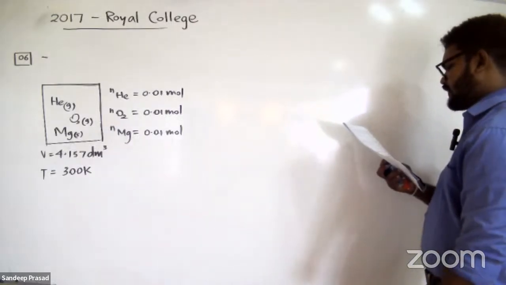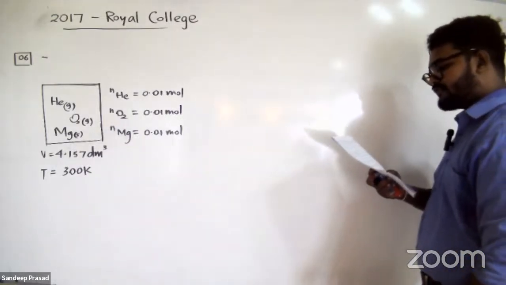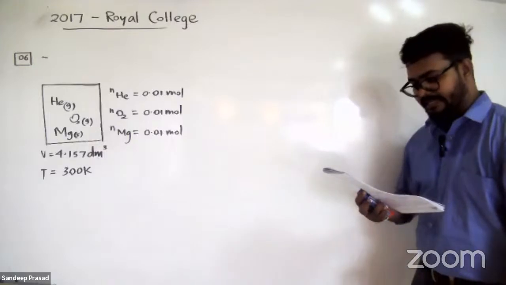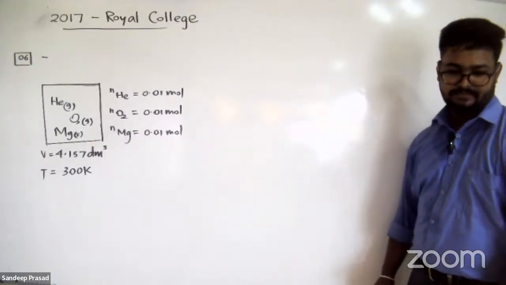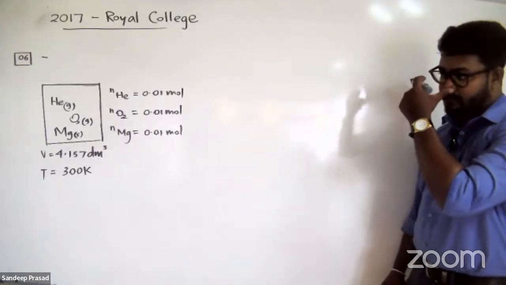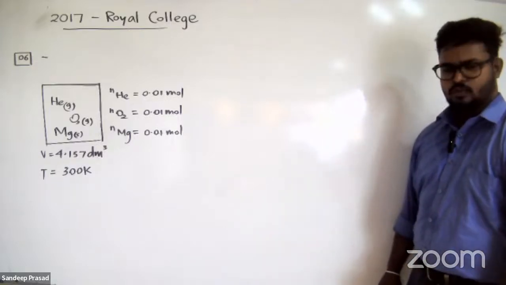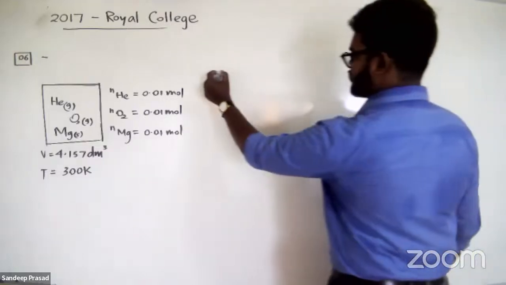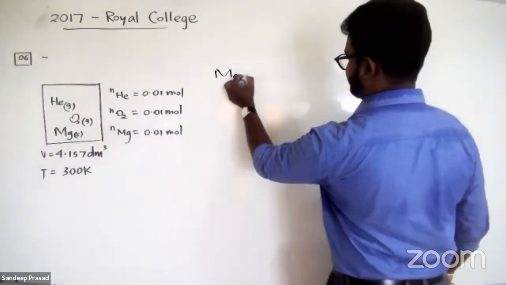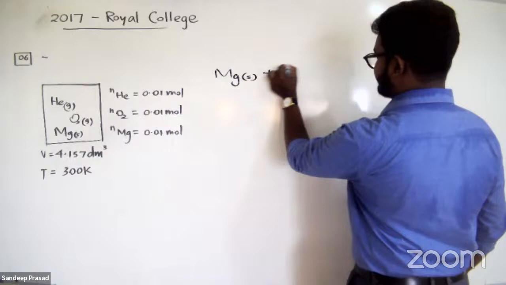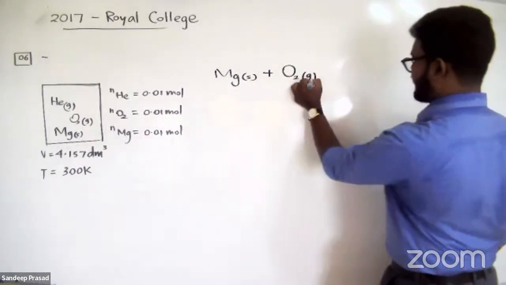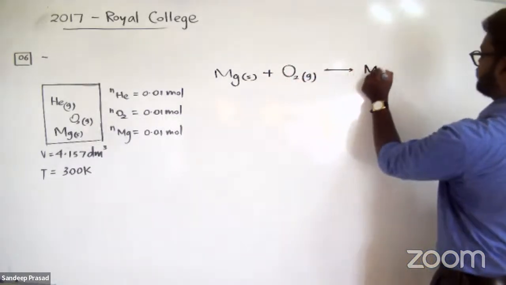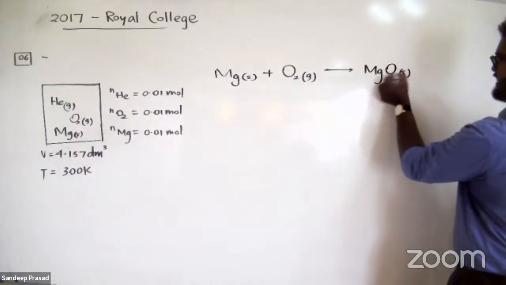Then what is the number of moles of gases in the container when magnesium is combusted completely? So what does combusted mean? Combustion reaction means reaction with oxygen. Magnesium solid is reacting with oxygen gas to form magnesium oxide. These things are very easy.